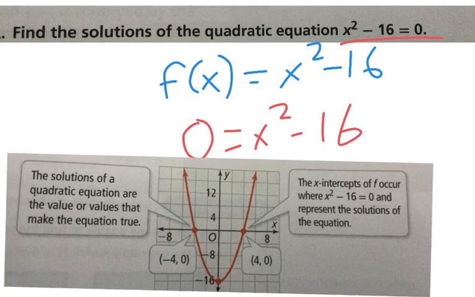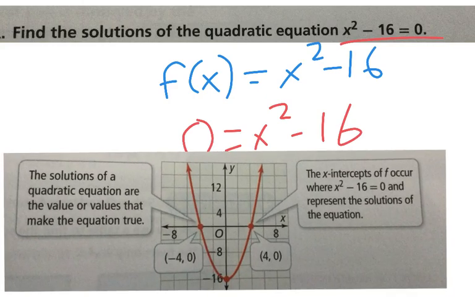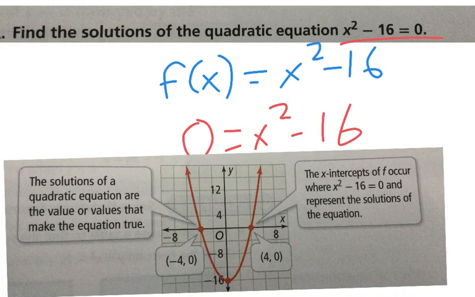So again, what they're showing here, the solutions are the values that make the equation true where the y value is 0. These are where the x-intercepts occur, and they're in the same position. So solutions is another word for x-intercepts. Could also be zeros or roots. That's what they're getting at there.